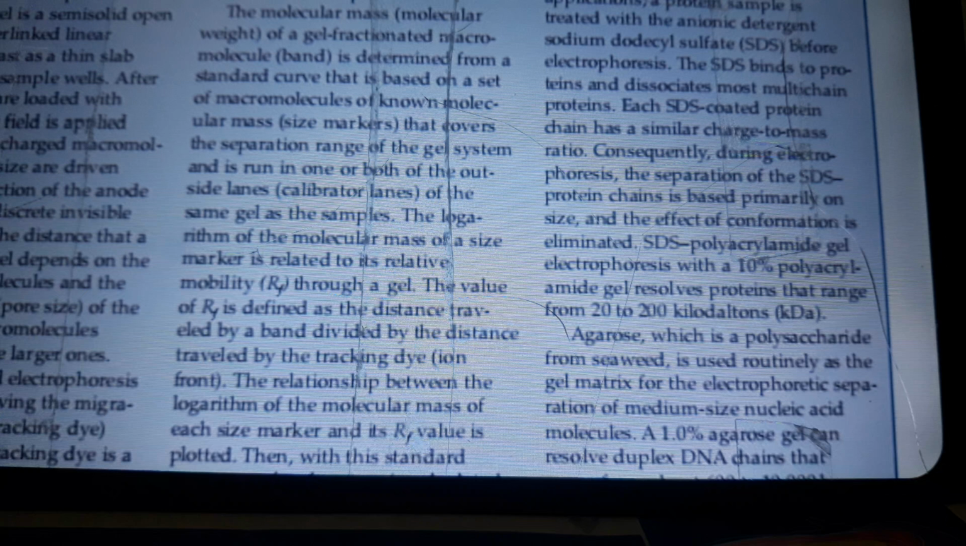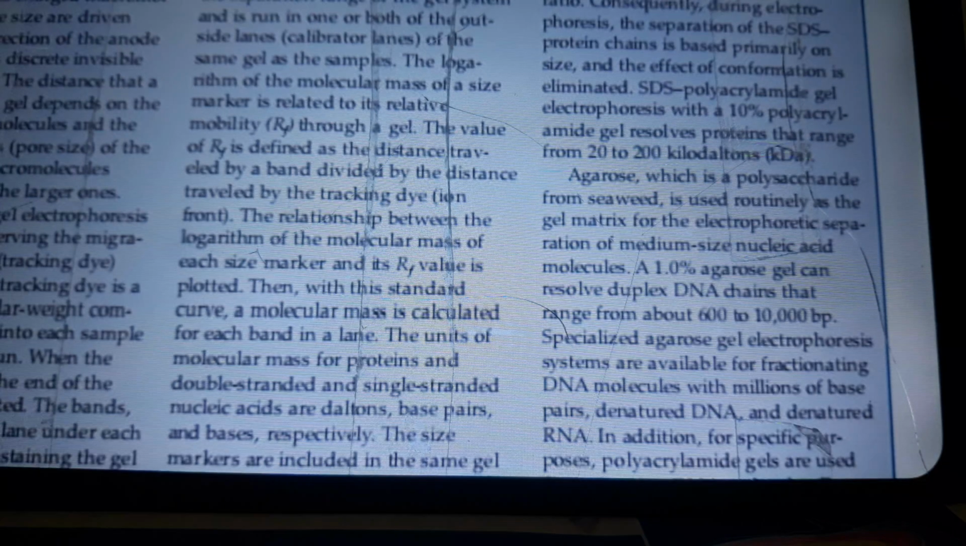After the wells of a gel are loaded with sample, an electric field is applied across the gel and charged macromolecules of the same size are driven together in the direction of the anode through the gel as discrete invisible bands of material. The distance that a band moves into a gel depends on the mass of its macromolecules and the size of the openings in the gel. The smaller macromolecules travel further than the larger ones.